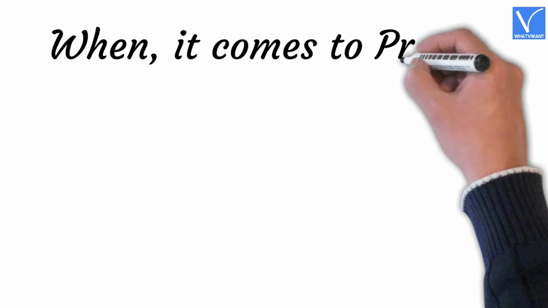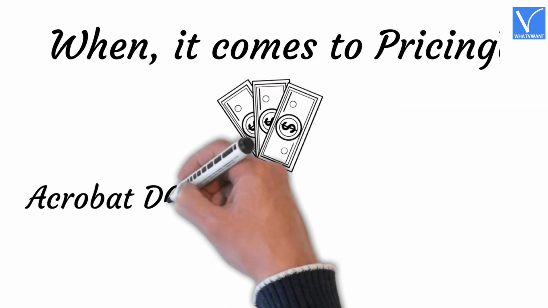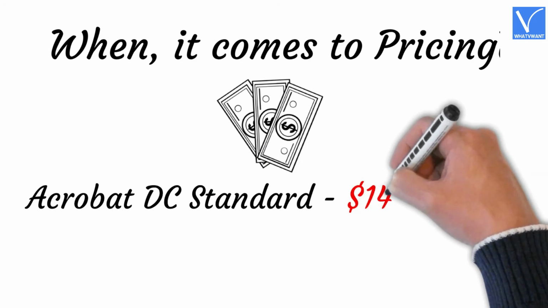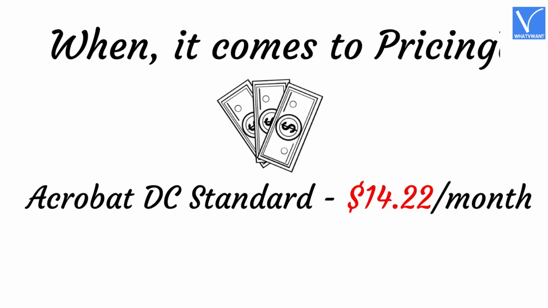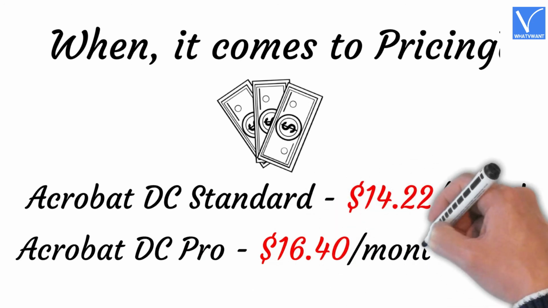And, when it comes to pricing, Acrobat DC Standard costs you $14.22 per month with the annual plan. And, Pro version costs $16.40 per month with the annual plan.